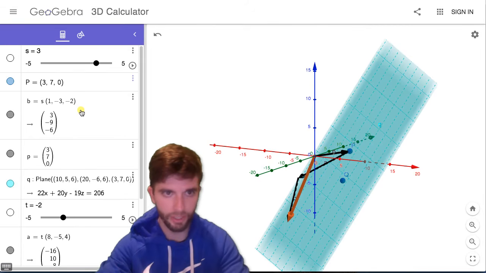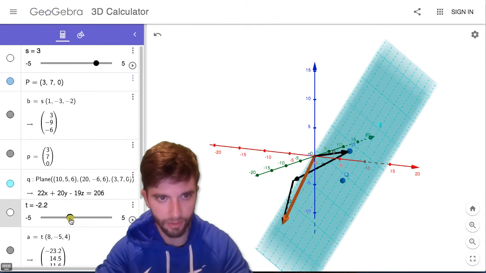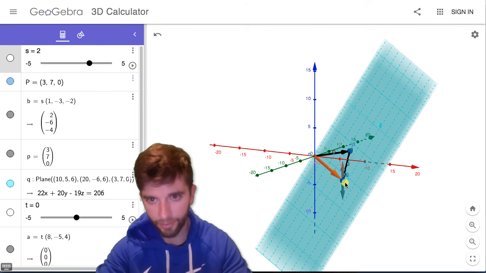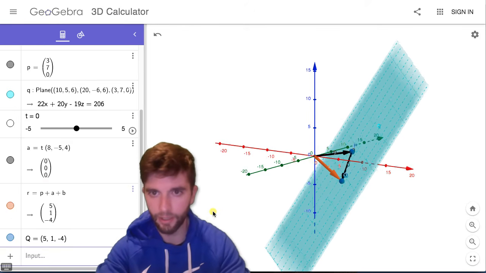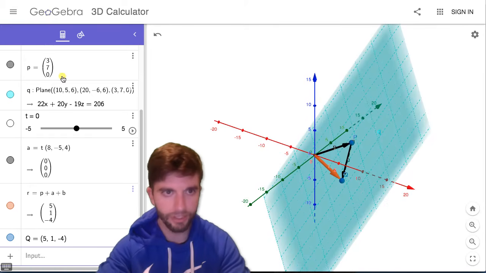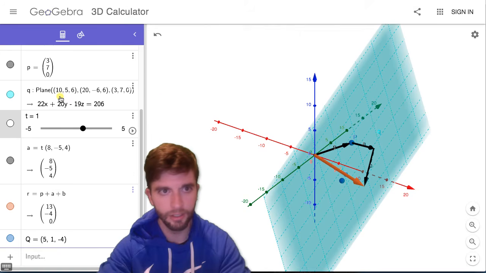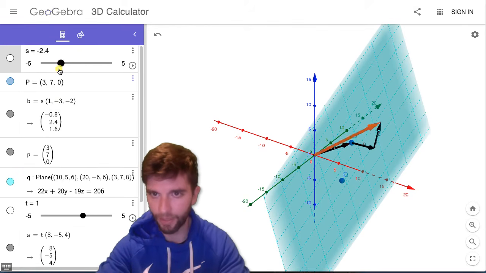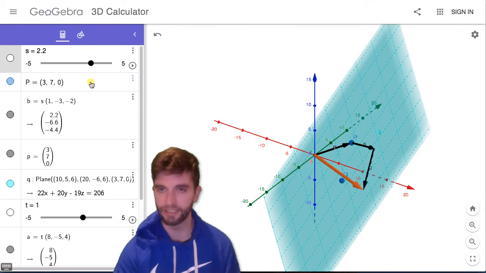What we did was we chose the scalar multiple for t to be 0. Let me move it to 0. And we chose the scalar multiple for s to be 2. And it gave me the resultant pointing right to that point that we found, 5, 1, negative 4. It wouldn't matter what we chose the scalars to be for t and s. It would always have a resultant that points to a point on the plane. So that's why we could have chosen any values we wanted for t and s.